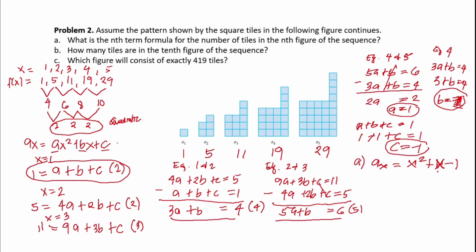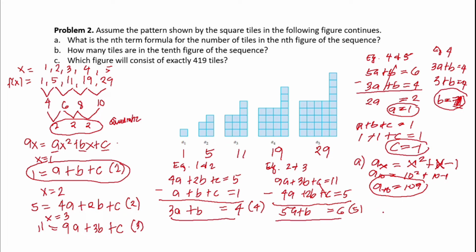Next is problem number 2, question number 2. How many tiles are there in the 10th figure? So just simply substitute. So a10 is equal to 10 squared plus 10 minus 1. So this is 100 plus 9, that is 109. So our a10 is equal to 109.